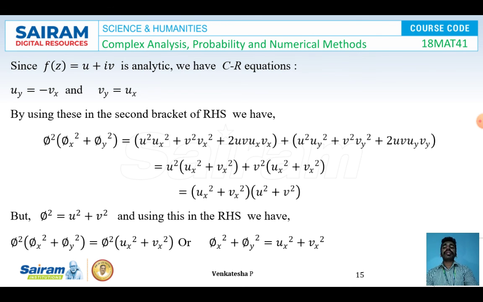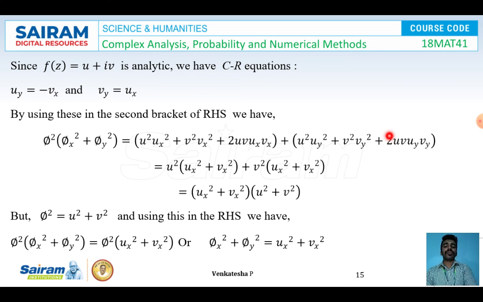So now the expression leads to phi squared into (phi x squared plus phi y squared) is equal to u squared ux squared plus v squared vx squared plus 2uv ux vx, plus u squared uy squared plus v squared vy squared plus 2uv uy vy. In the place of uy and vy, I'm replacing uy as minus vx and vy as ux. So I got an expression like u squared ux squared plus vx squared v squared plus ux squared vx squared. After replacing, I can take u squared and v squared as common factors and group the terms like this. And this 2uv ux vx will become minus 2uv ux vx.